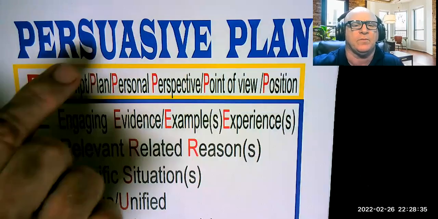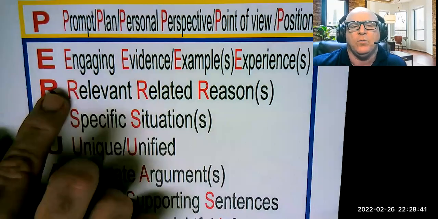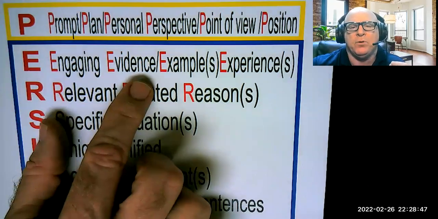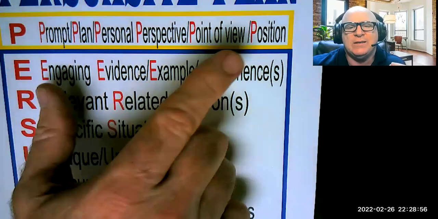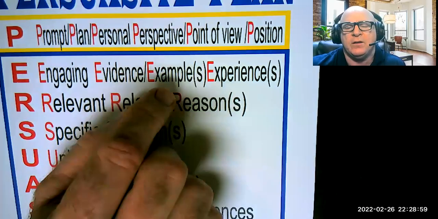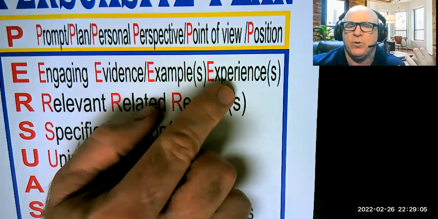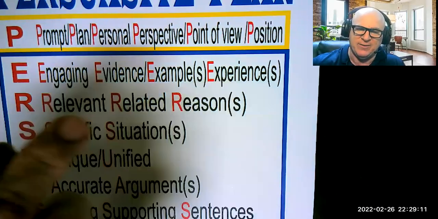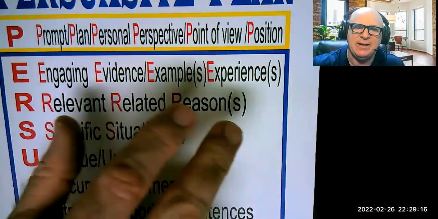Yellow, introduction. E, engaging evidence. What are you going to be using to prove your position? What example can you use? So what you might have your students do is, before they even state their position, ask them which example or which experience they can use to support and develop the most. We want a reason that's relevant. And if there's reasons, they have to be related.